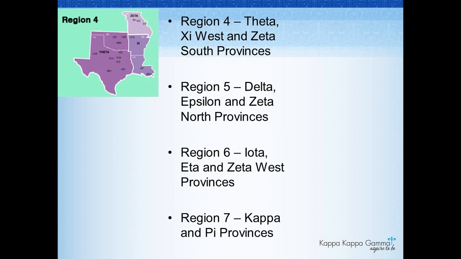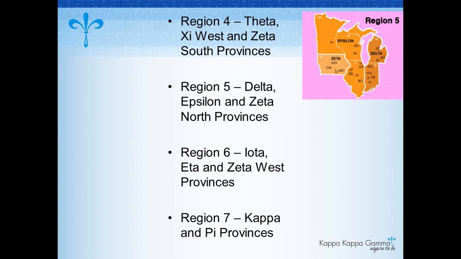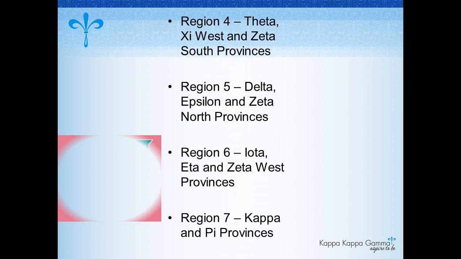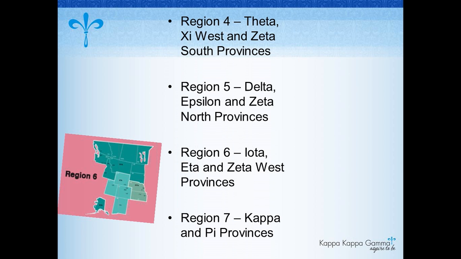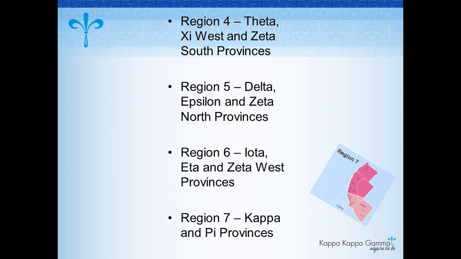And then we've got Region 4, essentially Texas, Oklahoma, part of Kansas, Missouri, Arkansas, and Louisiana. Region 5 encompasses the Midwestern states, including Minnesota and Michigan. Region 6, we've got essentially the Northwest to Canada, Washington, Colorado, Nebraska, and everywhere in between. And Region 7, we've got California, Arizona, and Oregon.